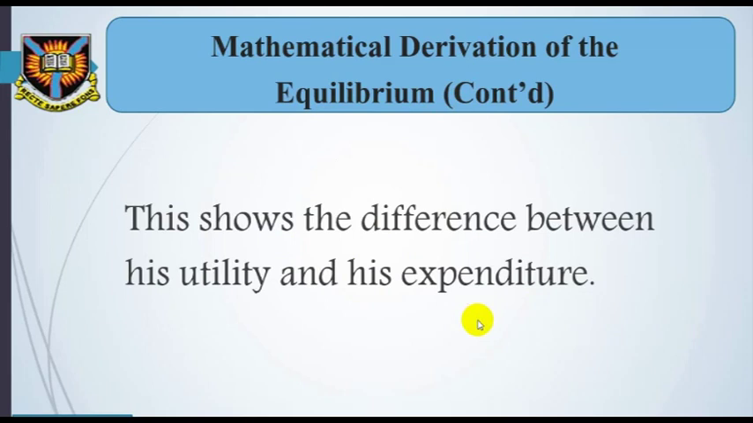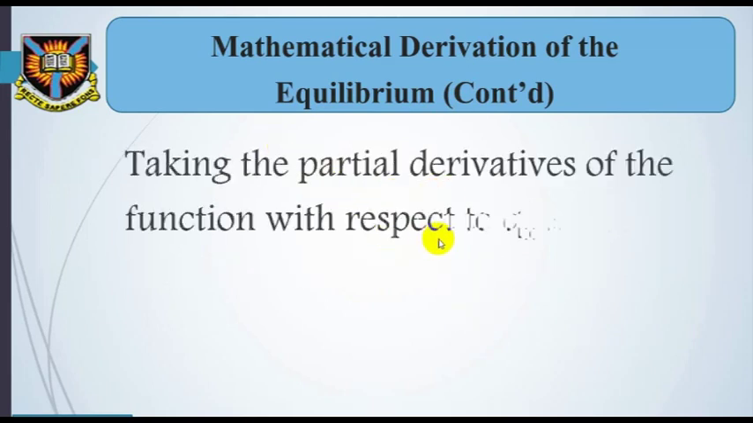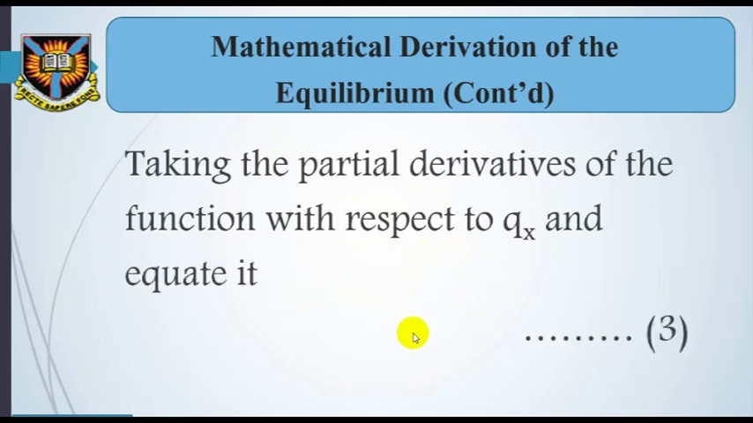Taking the partial derivative of the function with respect to Qx and equating it to 0: the partial derivative of (U minus Px Qx) over the partial derivative of Qx equals 0, equation 3. The partial derivative of U over Qx equals Px, where the partial derivative of U over Qx equals MUx. So MUx is equal to Px.